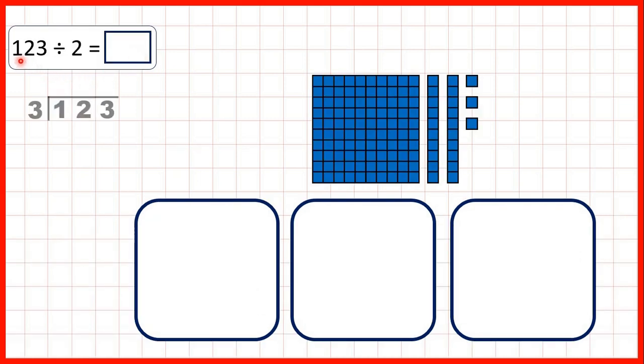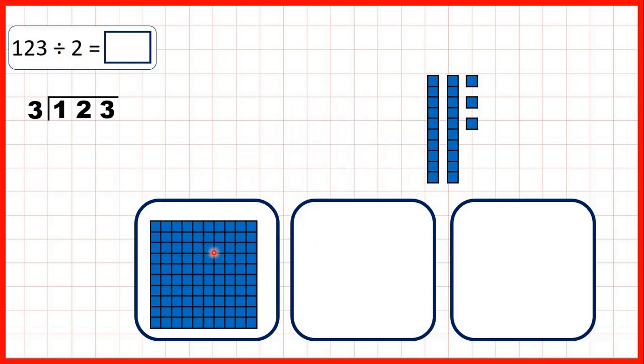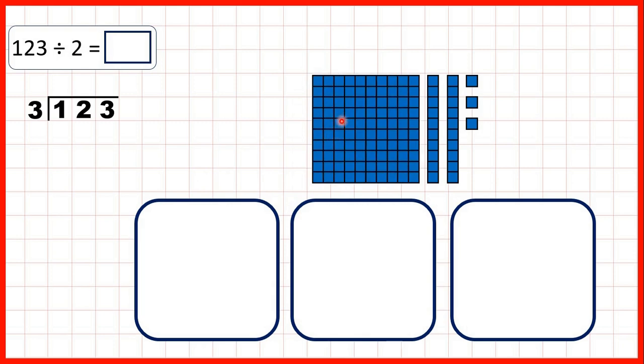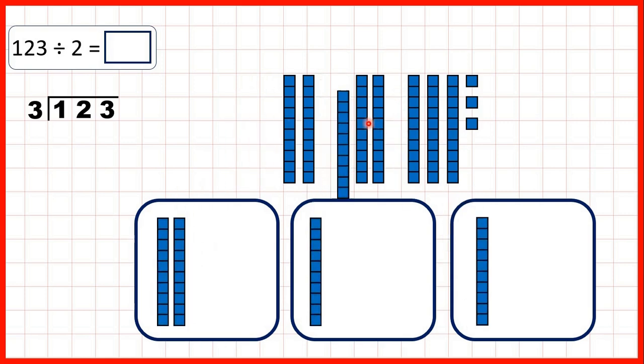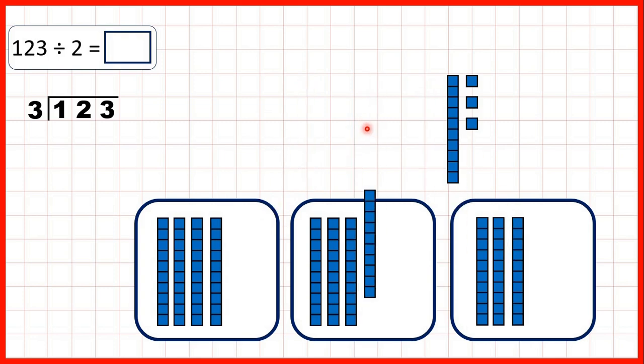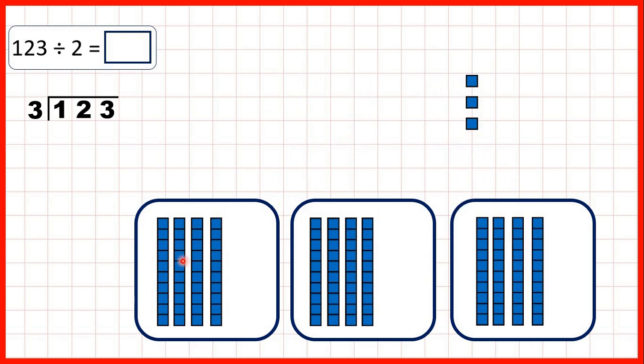And finally, we had 123 divided by 2. Now we can't share out our 100, so remember what we did was take the first 2 digits together, and we can do that when the first digit is less than the divisor. The reason why we can do that is because here we can exchange our 100 for 10 tens, and when we do that, that gives us 12 tens to share out altogether. Now we can share out all 12 of those tens with 6 tens in each group, so that's 6 as the tens digit of our answer.